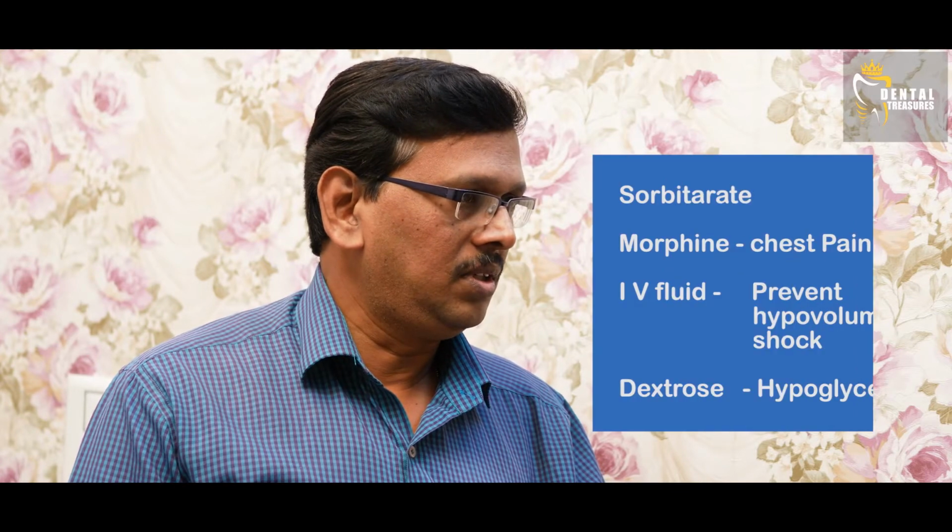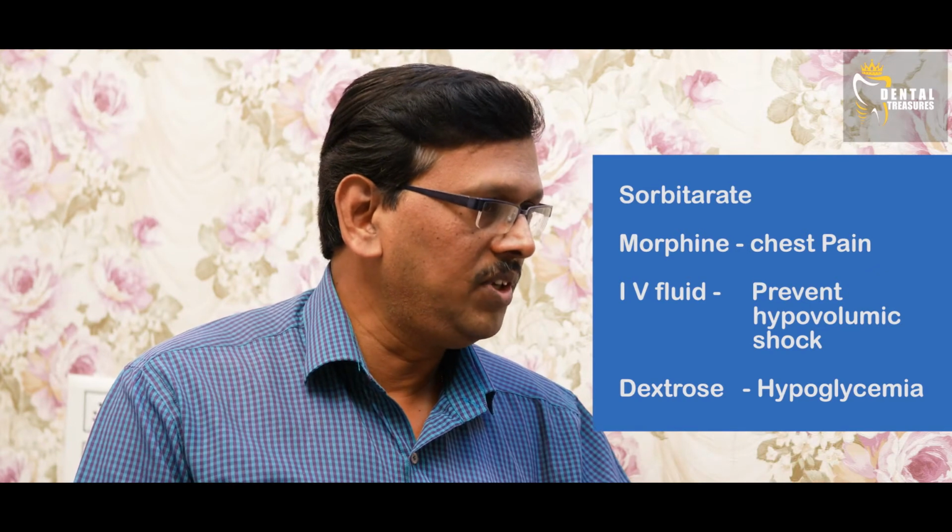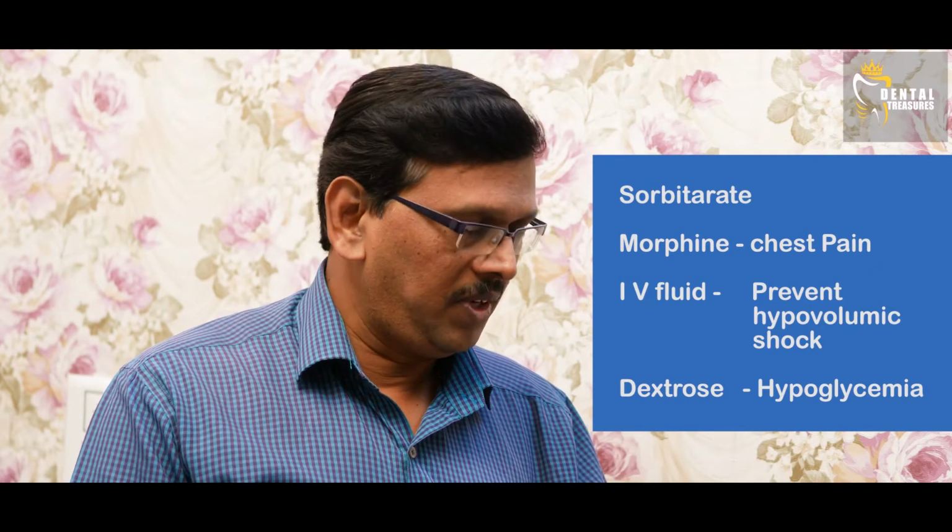Suppose you have established that the patient is having myocardial infarction, you can give dual antiplatelet, initial supportive therapy. Suppose he is having severe chest pain, it is not that all patients will have pain, you can give sorbitrate. During that time, the BP should be normal when you are giving sorbitrate sublingually, 5 mg.